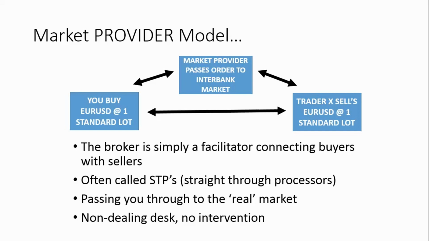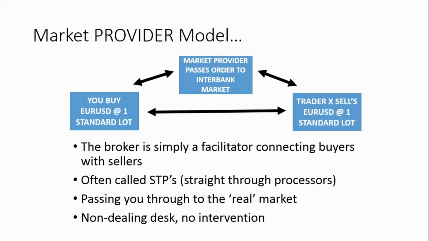So the market provider model, as we see here: you buy euro dollar at one standard lot or a pound a point, whatever it may be in terms of your trade size. What happens with the broker is they pass your order into the interbank market, and then someone in the interbank market, so it could be one of the big banks, one of the big hedge funds, or just an independent trader, will take the opposite side to you completely anonymously. So you're competing with other traders rather than your broker. All the broker is doing is facilitating your transactions.